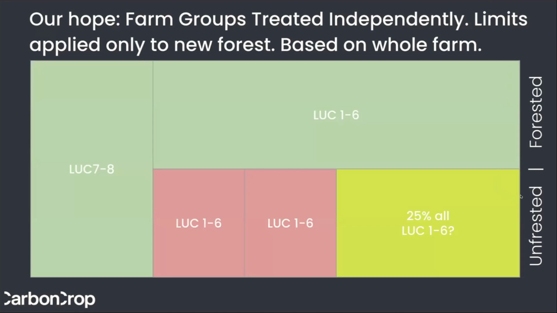And we would like to see the calculation based on the whole farm area, regardless of whether it's forested or unforested. Otherwise, you can easily get a situation where a landholder who's already forested a significant fraction of their LUC 1 to 6, in line with good forestry practices, may have no flexibility at all with the remainder, because they might have already used up all of their 25%, which doesn't give them independence.